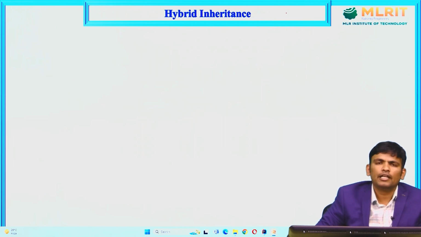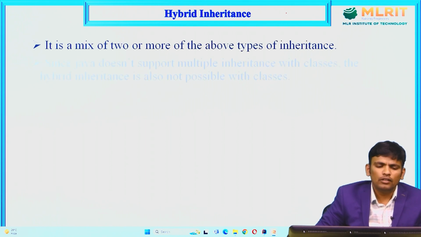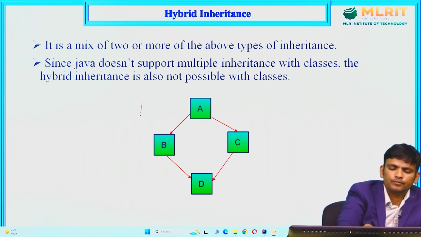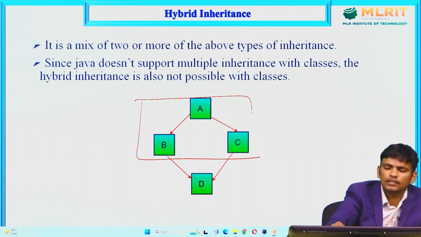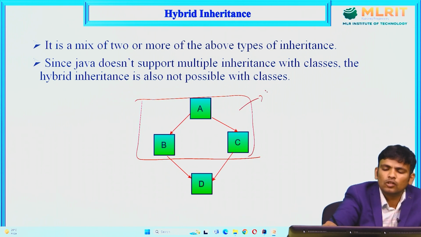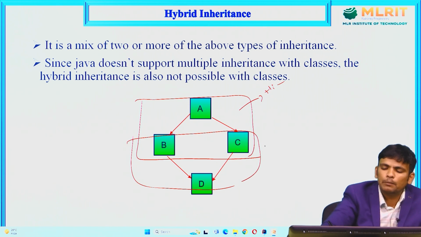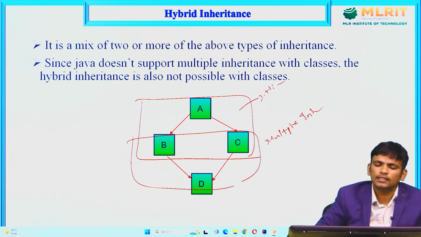Next, hybrid inheritance. A combination of any two inheritances is called hybrid inheritance. If you take an example here, this part talks about hierarchical inheritance, and this part talks about multiple inheritance. The combination of the two inheritances is nothing but hybrid inheritance.